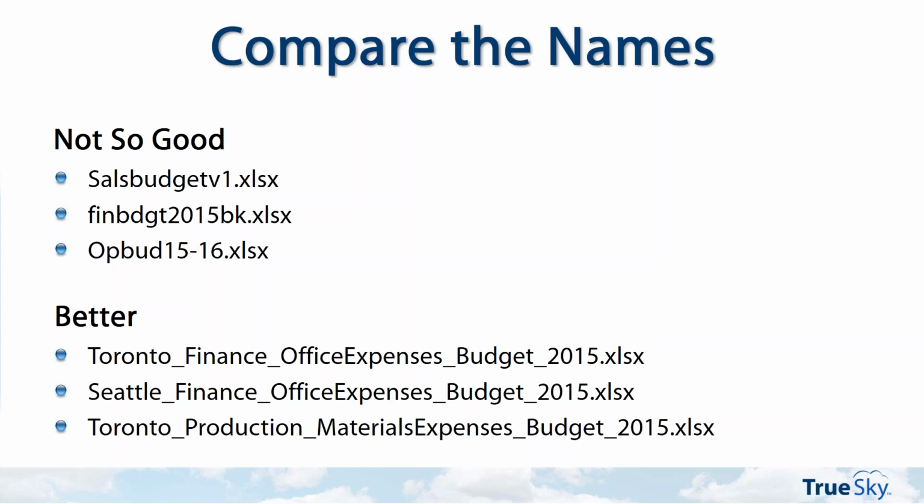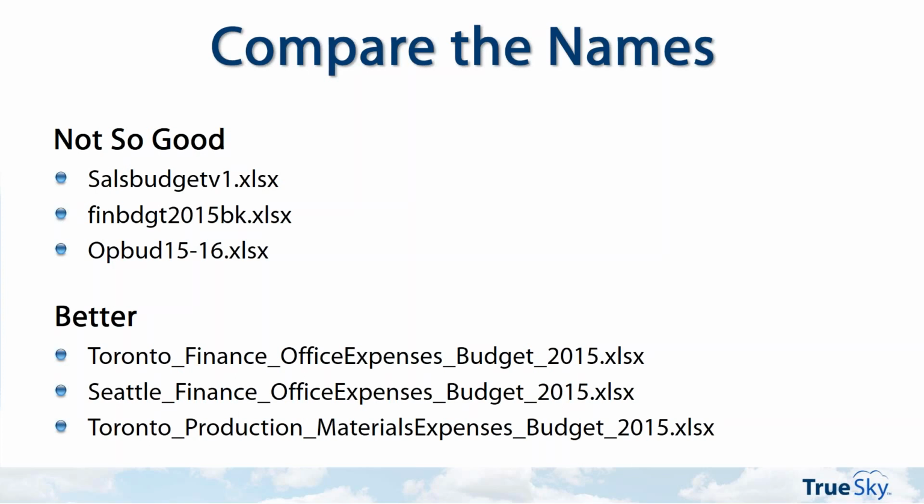Down below is a kind of schema I like, where you have a location and department. Here the location name is Toronto, Finance is the department, and this is the office expense budget for 2015. The next one is the Seattle finance department office expense budget.